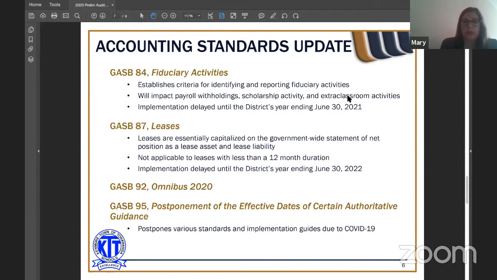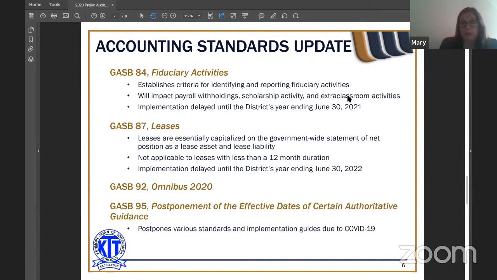This is a requirement to look at the items that had traditionally been included in your trust and agency account. That would include scholarship activity, extra classroom activities, and then also payroll withholdings. It requires the district or the entity to take a look at these transactions, determine who has control over them, who has a say over what happens with them, and then determine if they should continue to be recorded in trust and agency or move to another fund, whether that be the general fund or a separate fund.